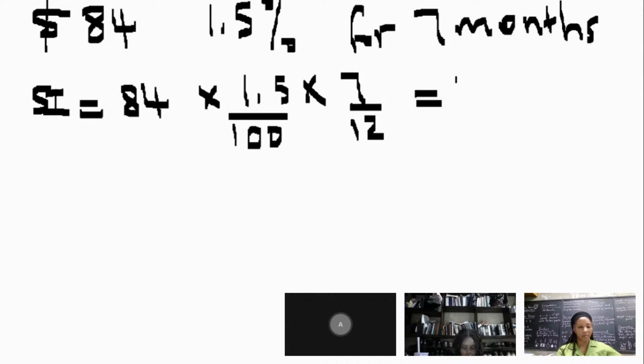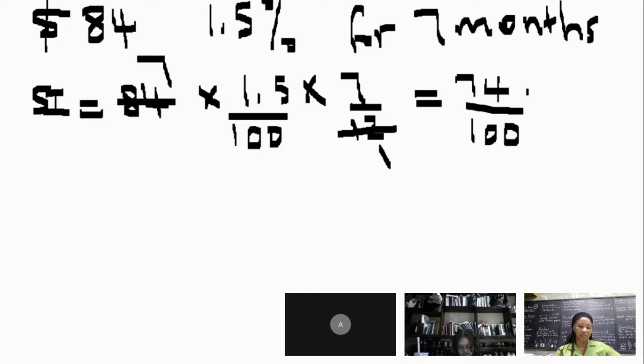Miss, the 84 and the 12. All right, so 12 into 84 goes 7. And 7 times 1.5 equals 10.5 over 100. So this gives what? 0.105... Wow, so that's just 74 cents.